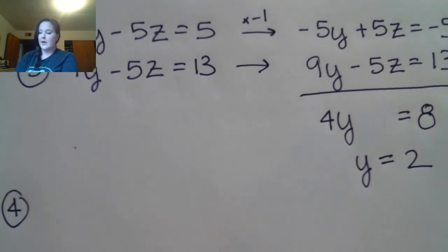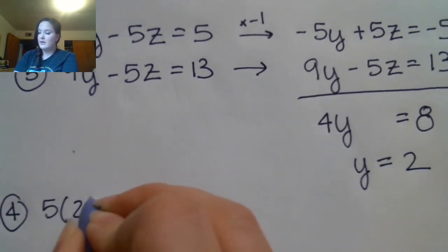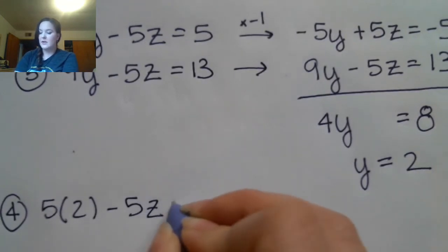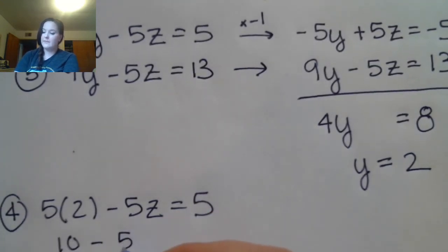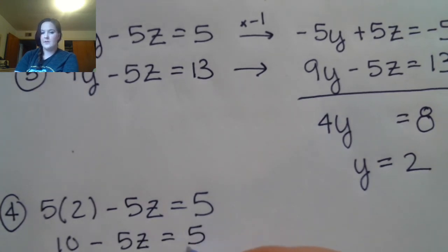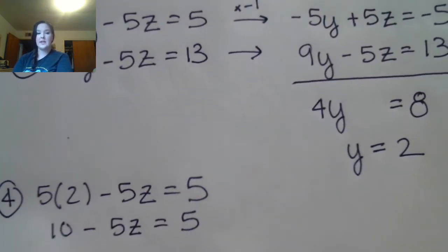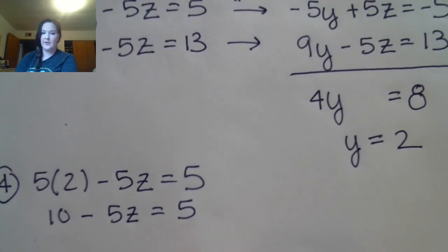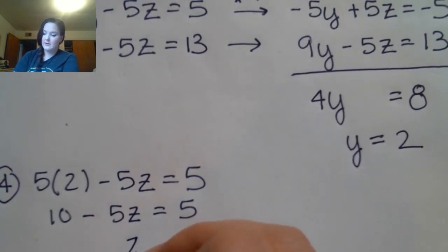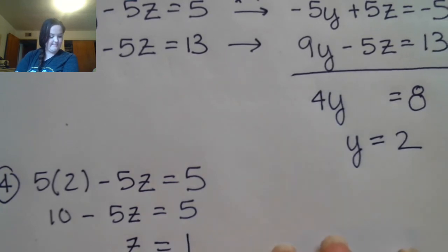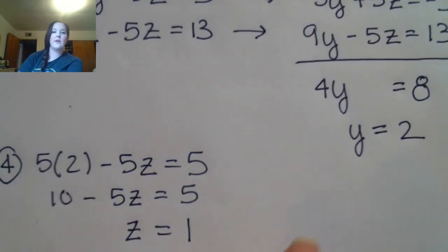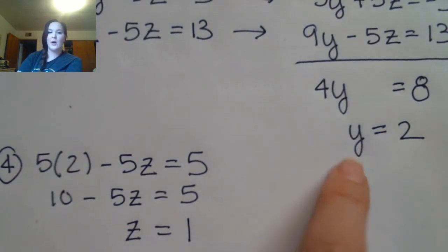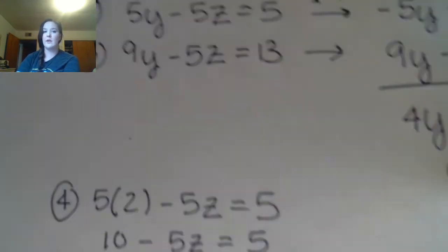So I have 5y minus 5z equals 5. I'm going to subtract 10 from both sides and then divide both sides by -5. So now I have two of the variable values, right? I have y equals 2 and z equals 1.